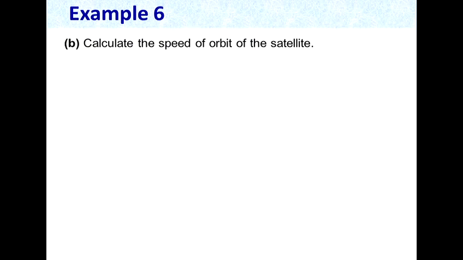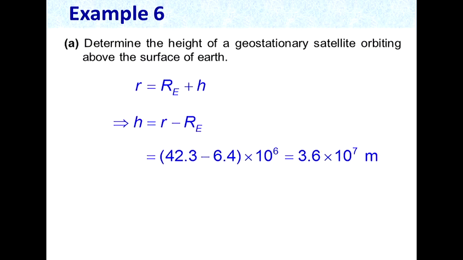Okay, part B. How do you determine the speed of orbit? Do I need to go through the whole thing again, summation Fr equals m v squared over r? There is no need. Once you know the radius of orbit, you know the angular velocity omega, you can find the linear speed v. Because it's a circular motion, v equals r omega.